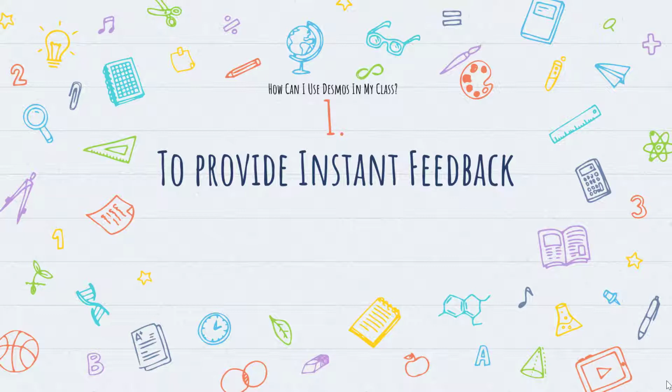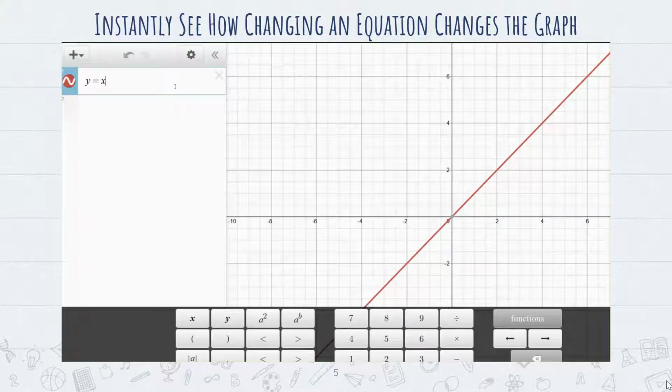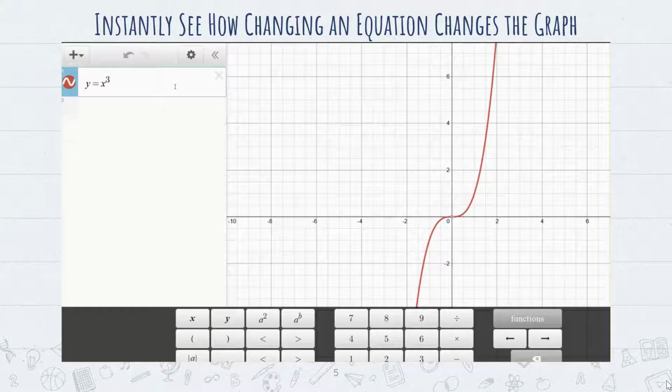The first way is to provide instant feedback. By using the graphing calculator, students can instantly see how changing an equation changes the graph. For example, by typing in the equation y equals x, the student sees a line. If they add the exponent of 2, the line now turns into a parabola. If they change the exponent of 2 to a 3, the parabola turns into a cubic equation. In other words, that exponent has a lot of power and really changes the way a graph looks.